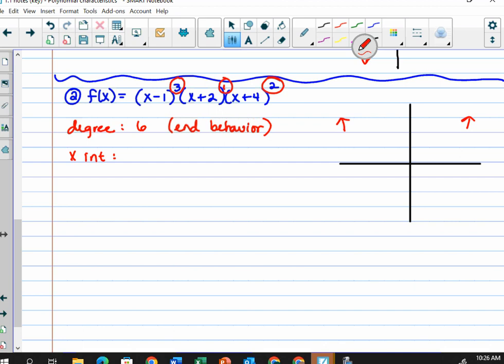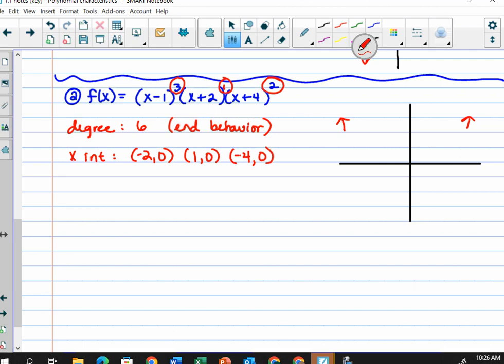-2 is one of them, yes. So -2, 0, that's an x-intercept. What else? Yep, 1, 0. And? Yes, good. -4, 0. So you just take each factor, set it equal to 0. That's all we're doing. You don't have to show work for this. You can do that in your head easily enough.